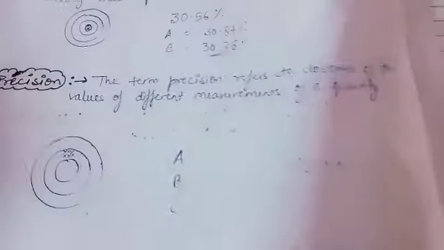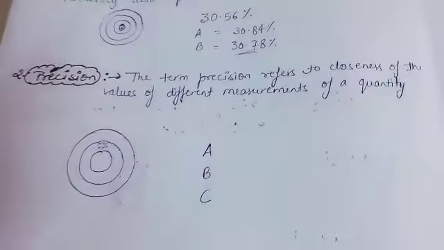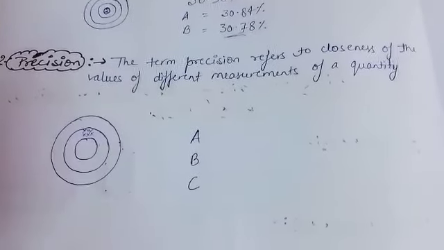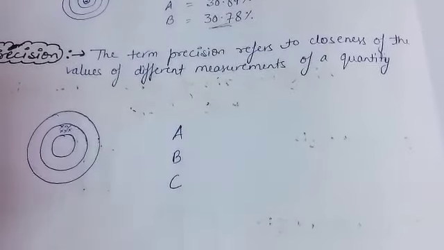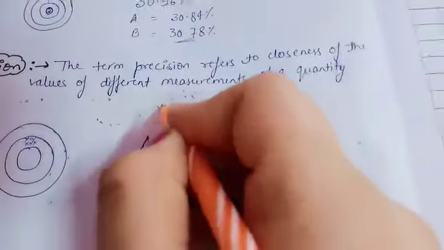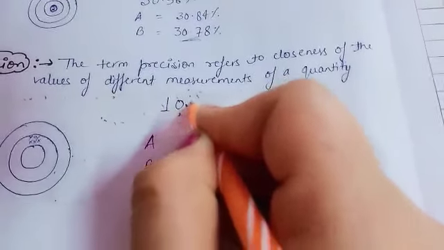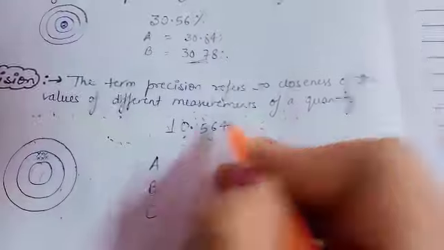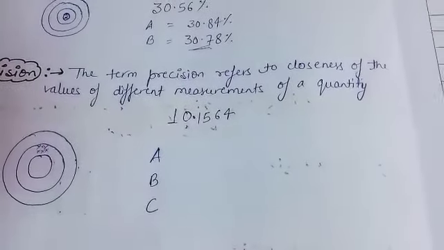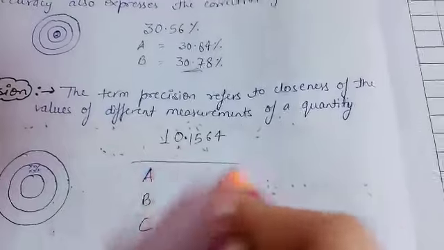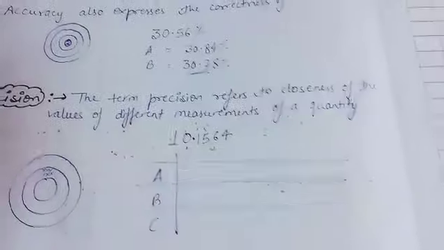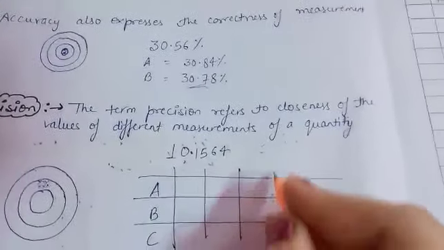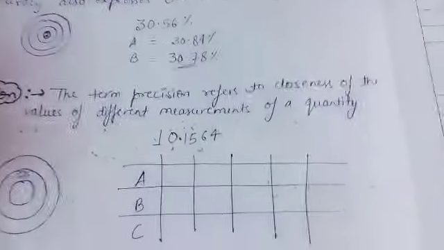Previously we had an electronic device, but normally we have a weighing machine. Suppose they have to weigh a metal coin whose actual mass is 10.1564. Now three students, A, B, C, will weigh the coin one time, two times, three times like this, and we check their values.